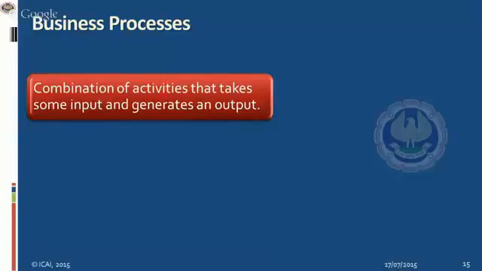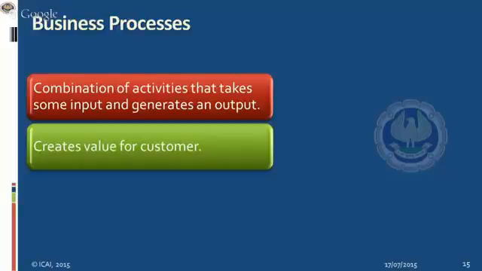So basically, let us try to understand the business process from the software angle, from the ERP angle. I'm repeating, it is a combination of activities that takes some input and generates an output. Here there are two aspects: one is input and the other is output. The user will be providing some input to generate a certain pre-decided output. Output is pre-decided, this type of output is expected, and the expected output must be there after inputting the standard input. And one more basic characteristic about a business process is that it creates value for the customer. Rather, it should create value for the customer.